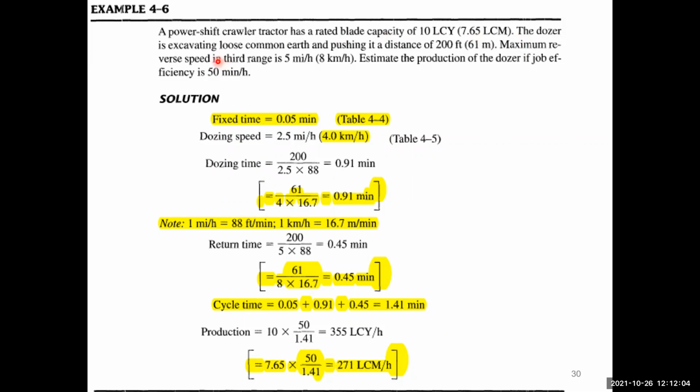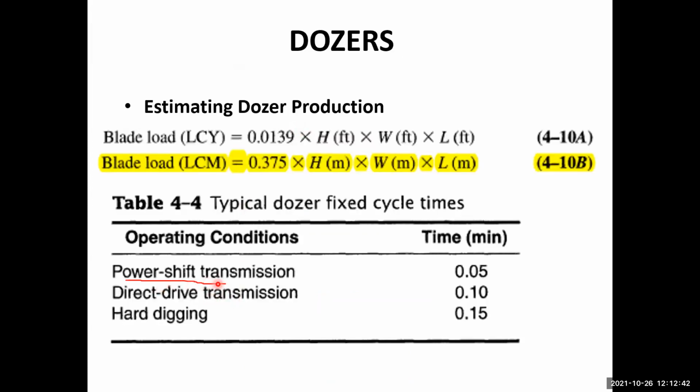The dozer is excavating loose common earth and pushing it a distance of about 61 meters. The maximum reverse speed in the third range is 8 kilometers per hour. Estimate the production of the dozer if the job efficiency is 50 minutes per hour. The production of the dozer will depend on the total estimate of the time as well. First of all, we will look for the fixed time, which will be 0.05 minute. That has been given from this table because it is a power shift transmission dozer.